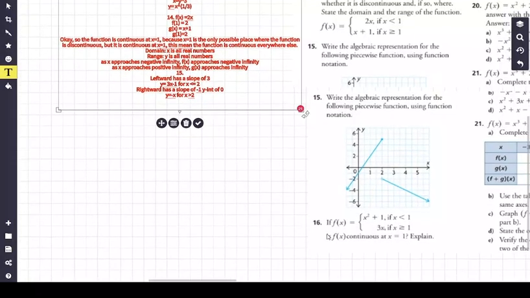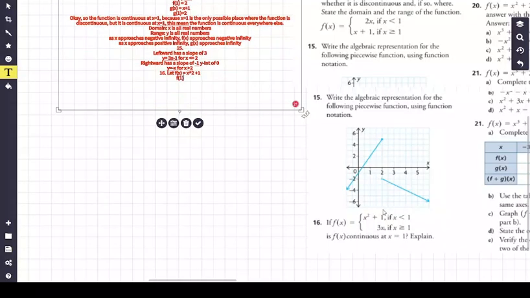Okay, 16. If f of x is equal to x squared plus 1 if x is less than 1, or 3x if x is greater or equal to 1, is f of x continuous at 1? So what we have to do is simply check these two. So let f of x equal x squared plus 1, and f of 1 will equal 1 plus 1, which is 2. Let g of x equal 3x, and g of 1 is equal to 3.